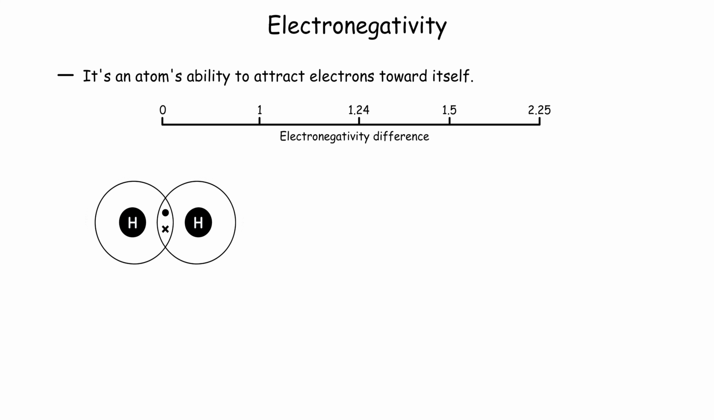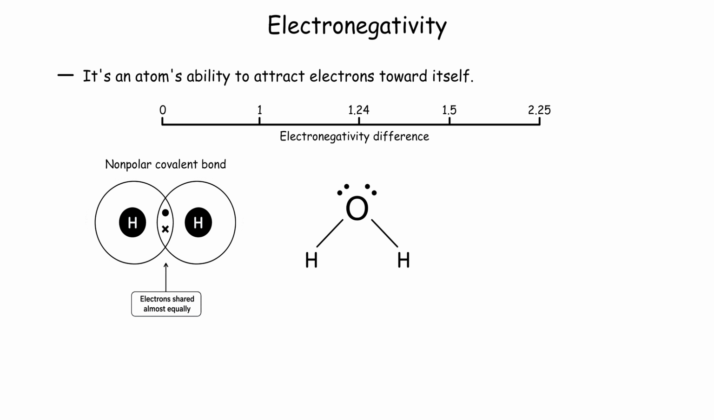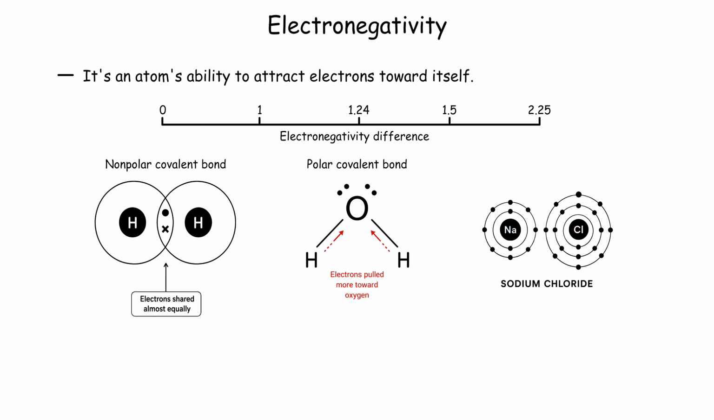If two atoms have very similar electronegativities, they share electrons almost equally. This forms a nonpolar covalent bond. If one atom is somewhat more electronegative than the other, the electrons are shared unequally and spend more time near the more electronegative atom. This forms a polar covalent bond. If the difference in electronegativity becomes very large, one atom can completely take an electron from the other. This process is called electron transfer and results in the formation of an ionic bond.